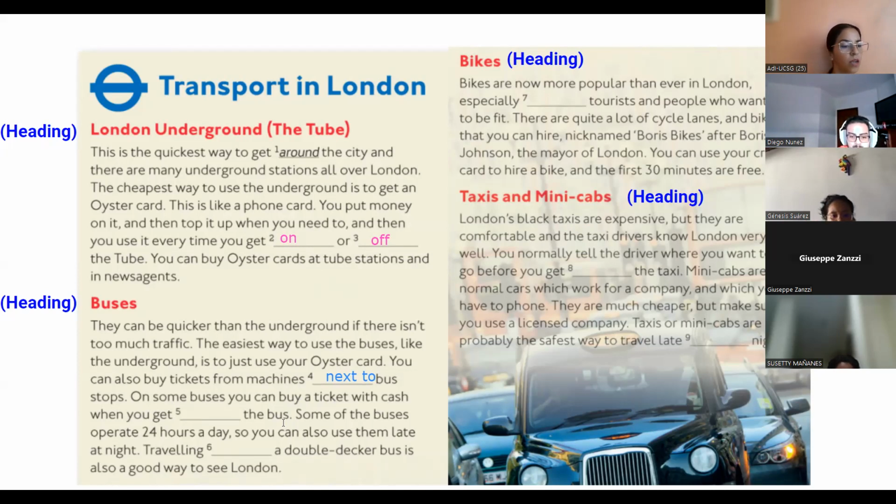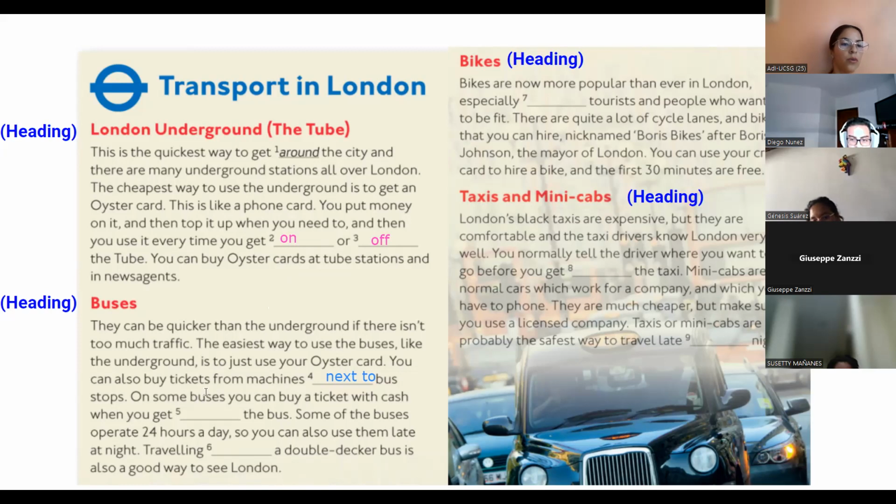On the bus. On the bus. So we have, okay, please, Diego. So we have already used on. You can use it 2 times. It says ×2 next to the word on. It says you can use it 2 times. Okay, so we use it in number 2 and now in number 5. Okay, we can't use it anymore.